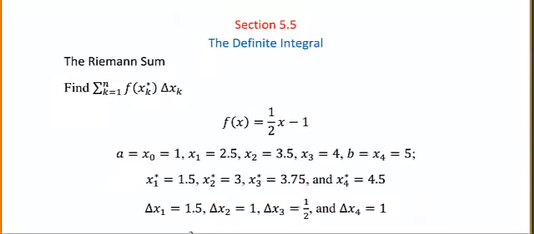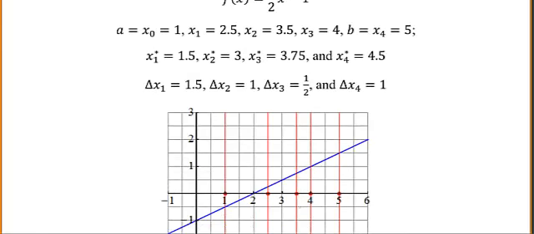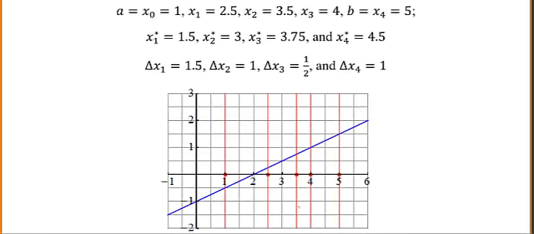So we have our delta x's here. Now what we're going to do is use our x sub k stars. So out of this first interval, I need to select a place where I can evaluate the function. In this case, we've chosen 1.5, x sub 1 star. Remember that first interval went from here to here. I have the line still. So x sub 1 star is 1.5, and I'm going to evaluate the function here. And notice what that will do.